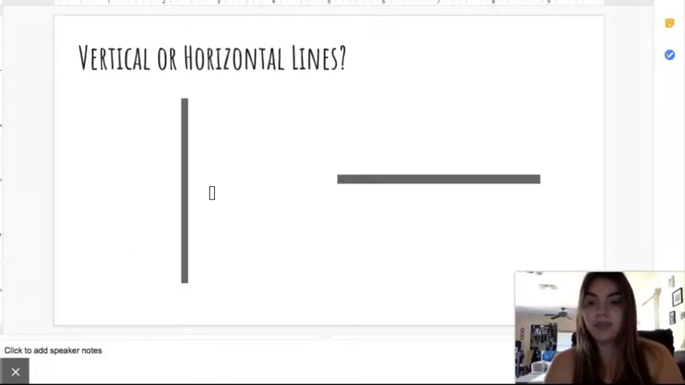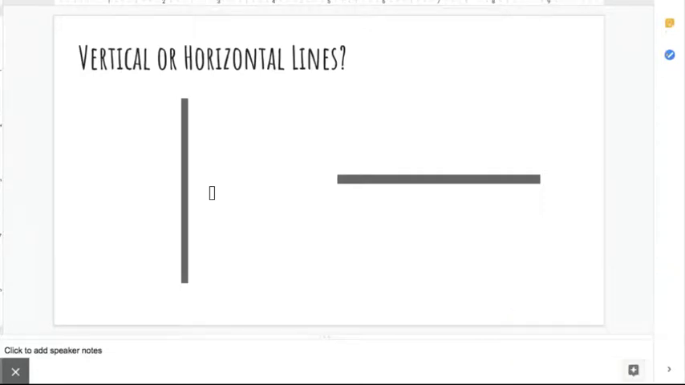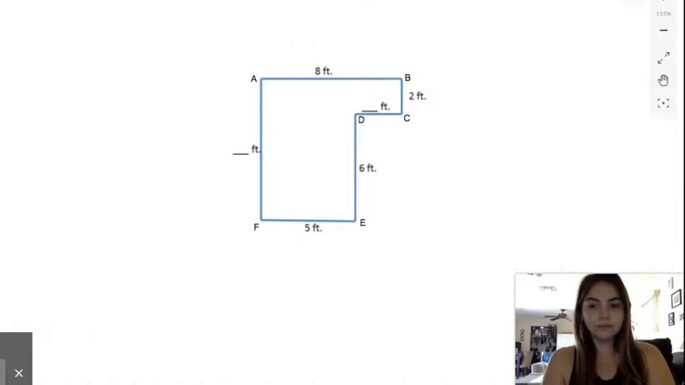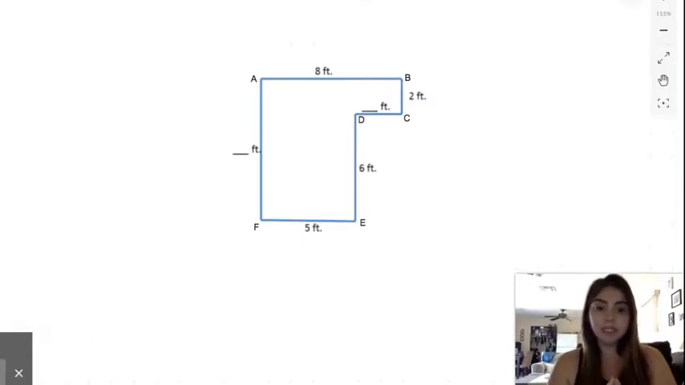Okay, so now we're going to do a practice problem, which is similar to the ones that you were doing yesterday. This one here is also a polygon. It's just something that looks a little bit different, but it's a shape and it's got many sides. So what I noticed first is that there are 2 missing sides that we have to figure out before we can find the area of this polygon.